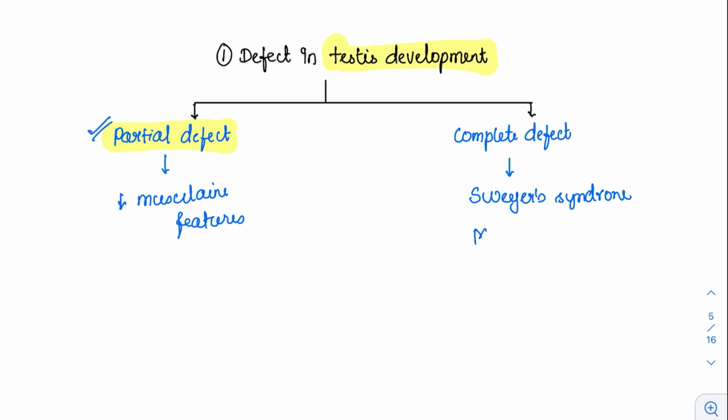The production of MIS, Mullerian inhibiting substance, which we saw, is also decreased. So the person will show feminine features. These are the problems and defects of testicular development itself. The syndrome here is called Swyer's syndrome. We should remember that it is a complete defect in testis development. Partially, there is just a masculine feature defect.